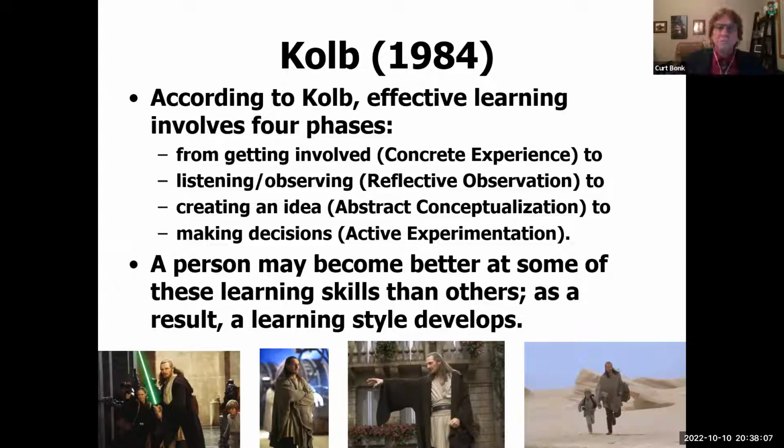So Kolb talked about these 4 phases or 4 aspects of effective learning: having concrete experiences, having reflective experiences, abstract or active ones, getting involved in a concrete experience, listening, observing, creating an idea, abstract conceptualization, and making decisions. Again, very similar to the R2D2 model, although not exactly, but it's one derivative of it, maybe, or we became a derivative of his model. So he says one person may be better at some aspects of learning than other aspects, and as a result, different styles develop. That's David Kolb there, if you want to see a picture of him.